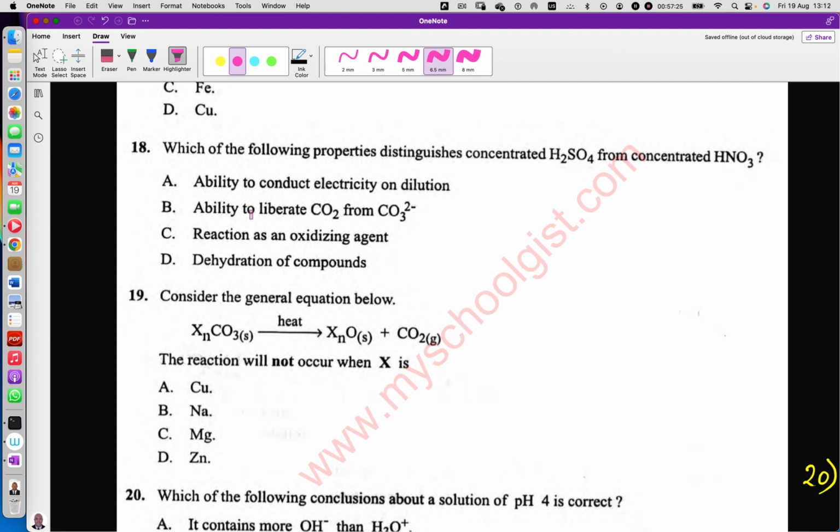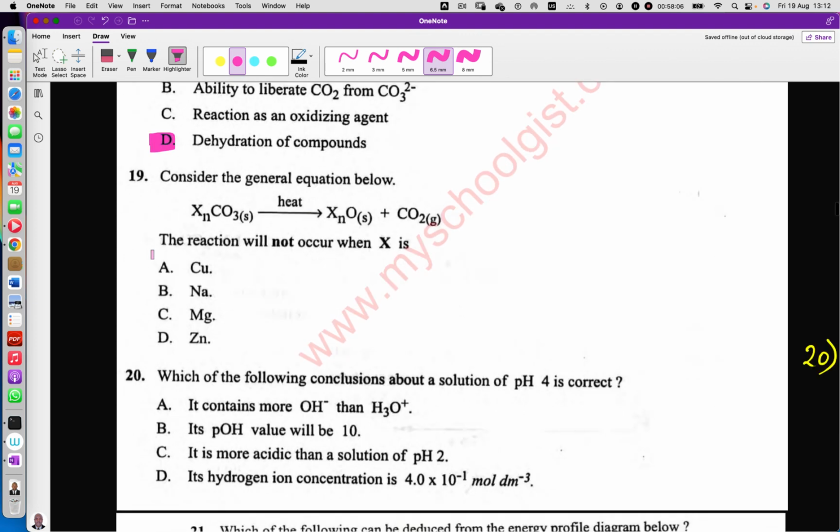But what will distinguish sulfuric acid from concentrated nitric acid? We are talking about concentrated sulfuric acid. Dehydration of compounds. Exactly. Dehydration of compounds is what will distinguish concentrated sulfuric acid from concentrated nitric acid. So our answer for question number 18 is D. It's D because sulfuric acid is a very strong dehydrating agent. Meanwhile, nitric acid is a strong oxidizing agent.